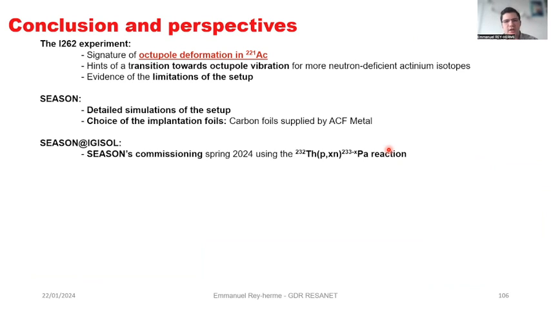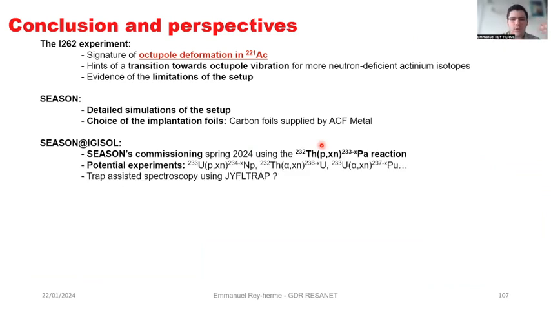SEASON's commissioning will occur... this is not right anymore. This should be fall 2024, using a proton and thorium reaction, fusion-evaporation reaction. So the same one as for the I262 experiment. But we have also other potential experiments to be performed at IGISOL using various beam target combination, using proton but also alpha beams, and using uranium, thorium targets to produce a variety of neutron-deficient actinides.